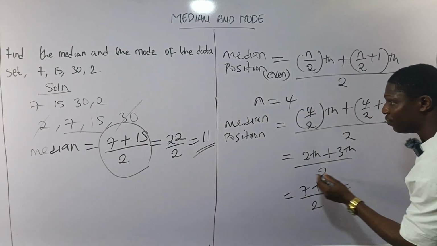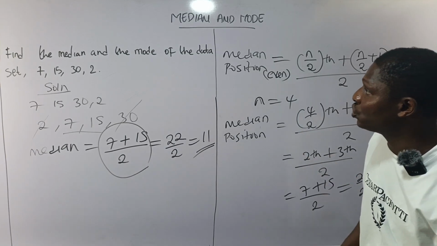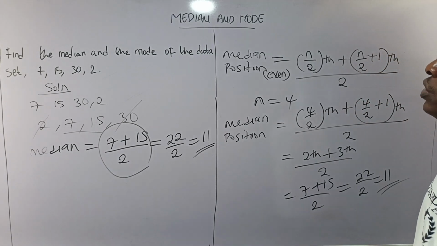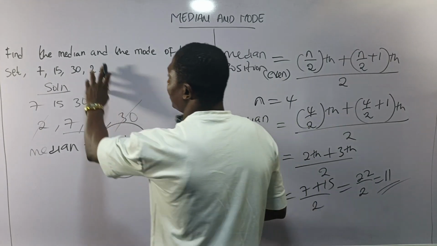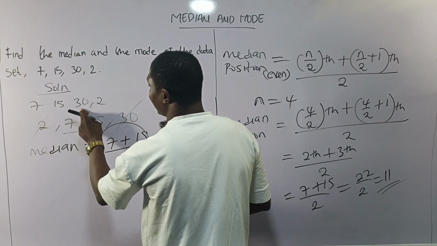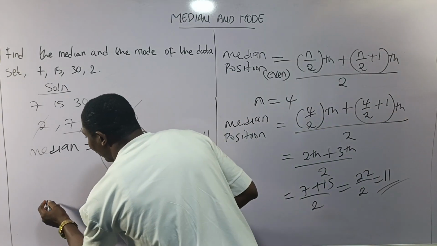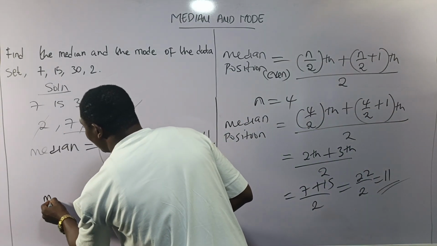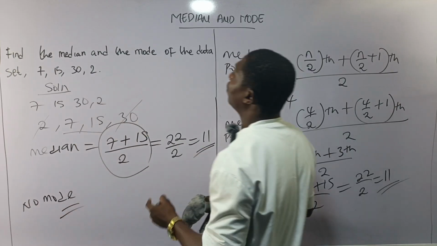And we finally have 22 over 2, which is equal to 11. So this is the solution to this question for the median. The mode, like we said, is the number that occurs the most. If you simply look at this, we only have 7, 15, 30, and 2. No number occurs twice. So therefore, our mode is: no mode for this.